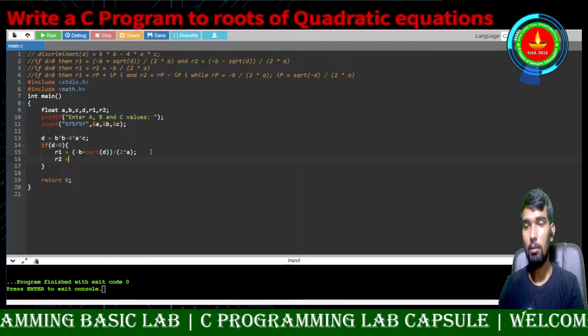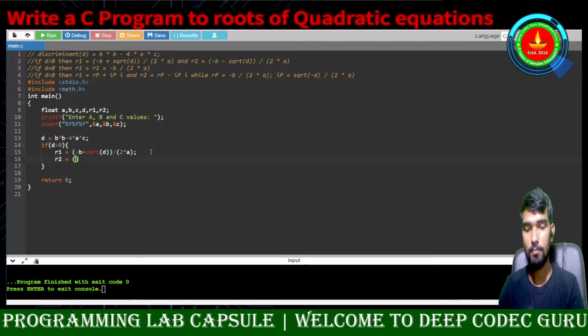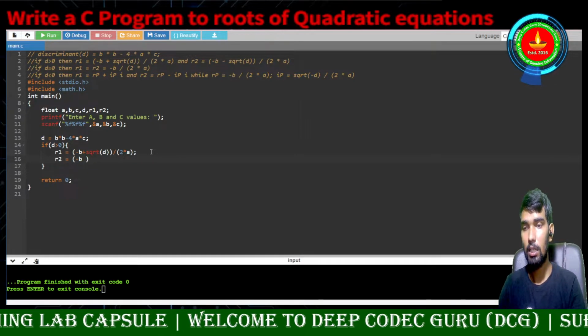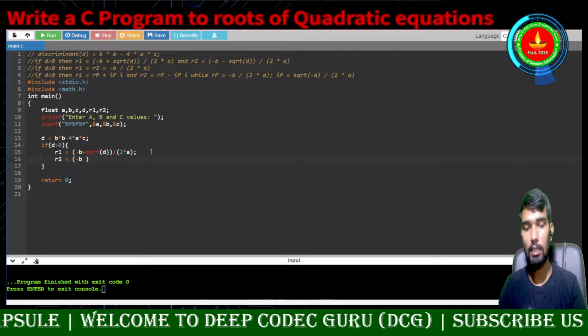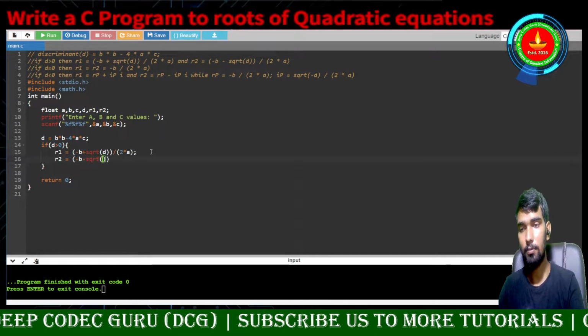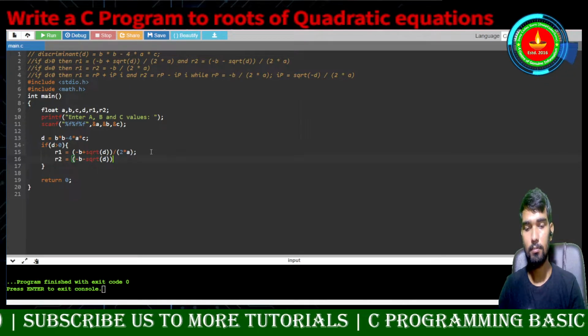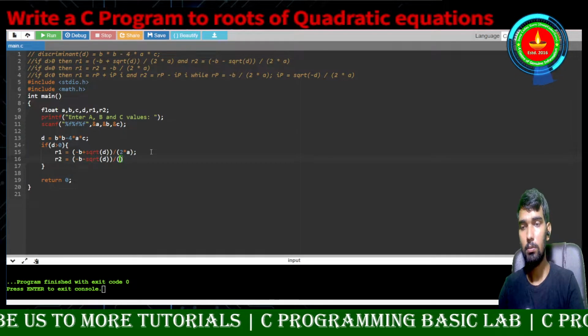So how can we do r2? For r2 we do the same way: minus b, and plus we have already done. So here minus sqrt of the determinant, whole divided by 2 into a.